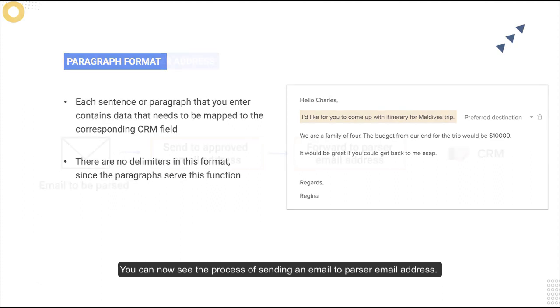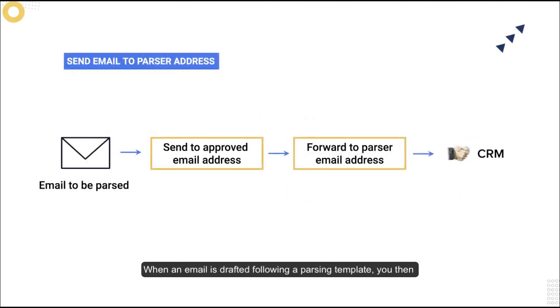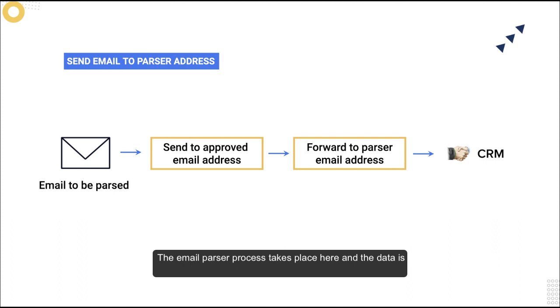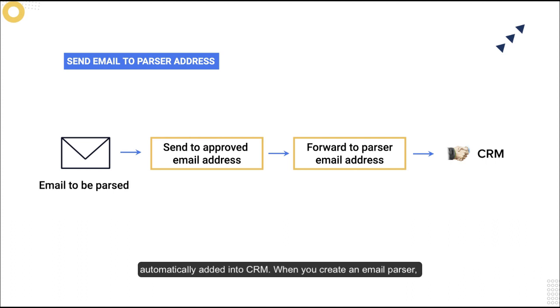You can now see the process of sending an email to the parser email address. When an email is drafted following a parsing template, then you can send it to an approved email address. An approved email address is an email address that is allowed to send an email that adheres to the parser standards. The parser email is now in the inbox of the approved email address. For the email to be successfully parsed, it has to be sent to the parser email address that was generated by the CRM. In this stage, the parser email is forwarded to the parser email address. The email parser process takes place here, and the data is automatically added into CRM.